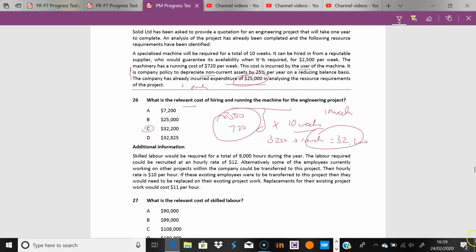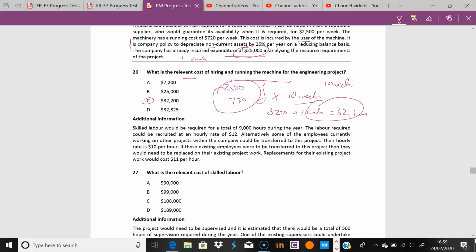Then they give you some more information to work with. They tell you that you need skilled labor of 9,000 hours. You could go out there, recruit, and pay 12 an hour, 108,000. You could do that. Alternatively, you could get people already working in the organization and transfer them to the project. The question here is, how do you manage that gap that needs to be plugged? The hourly rate is £10. You'd have paid this anyway, so it's not an additional cost.